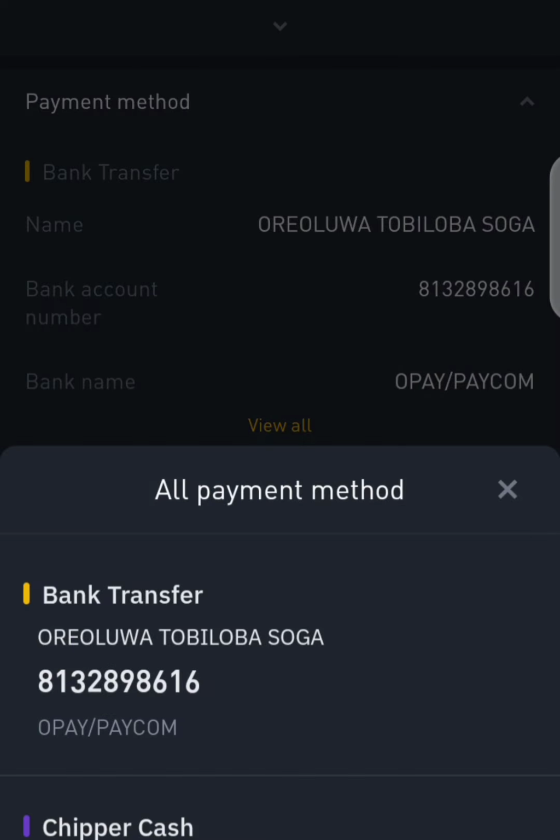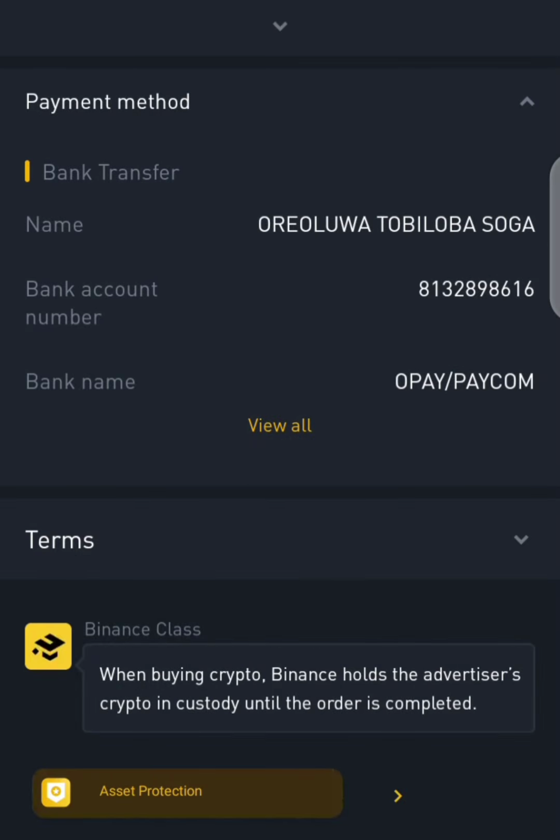Then if you view more details, already I've copied the account number. Then I will now move to my bank and make the transfer. Remember that the bank name is OPay or Paycom. You do the transfer and screenshot your payment and keep it, because sometimes the merchant will tell you, please, I want to see evidence of payment. Once he says so, then you will now upload it. I will show you where to upload evidence of payment.